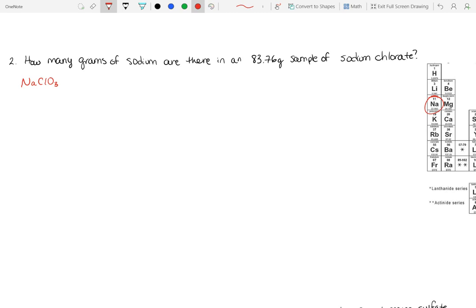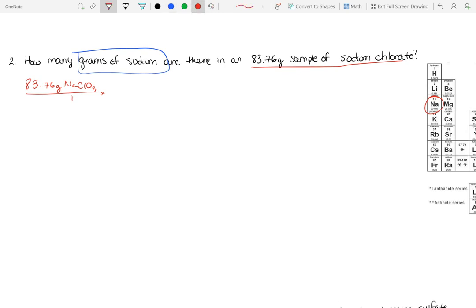So NaClO3, and we're going to go ahead and just write out what they give us. So they give us an 83.76 gram sample of sodium chlorate. Now the question wants us to find how many grams of sodium are there.